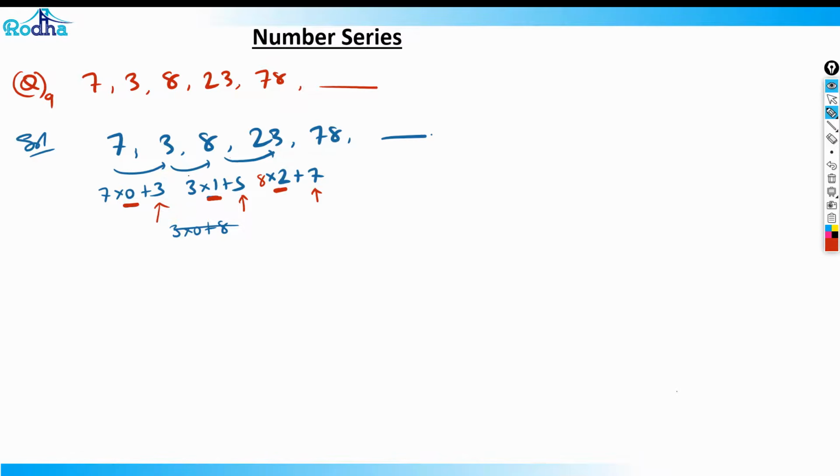Now if you start from 23 here, it should be 23 into 3 plus 9. So what, 3, 5, 7, 9. So from 78, the next number here should be 78 into 4 plus 11. 78 into 4 is 312, plus 11 is 323. That's the answer, 323.